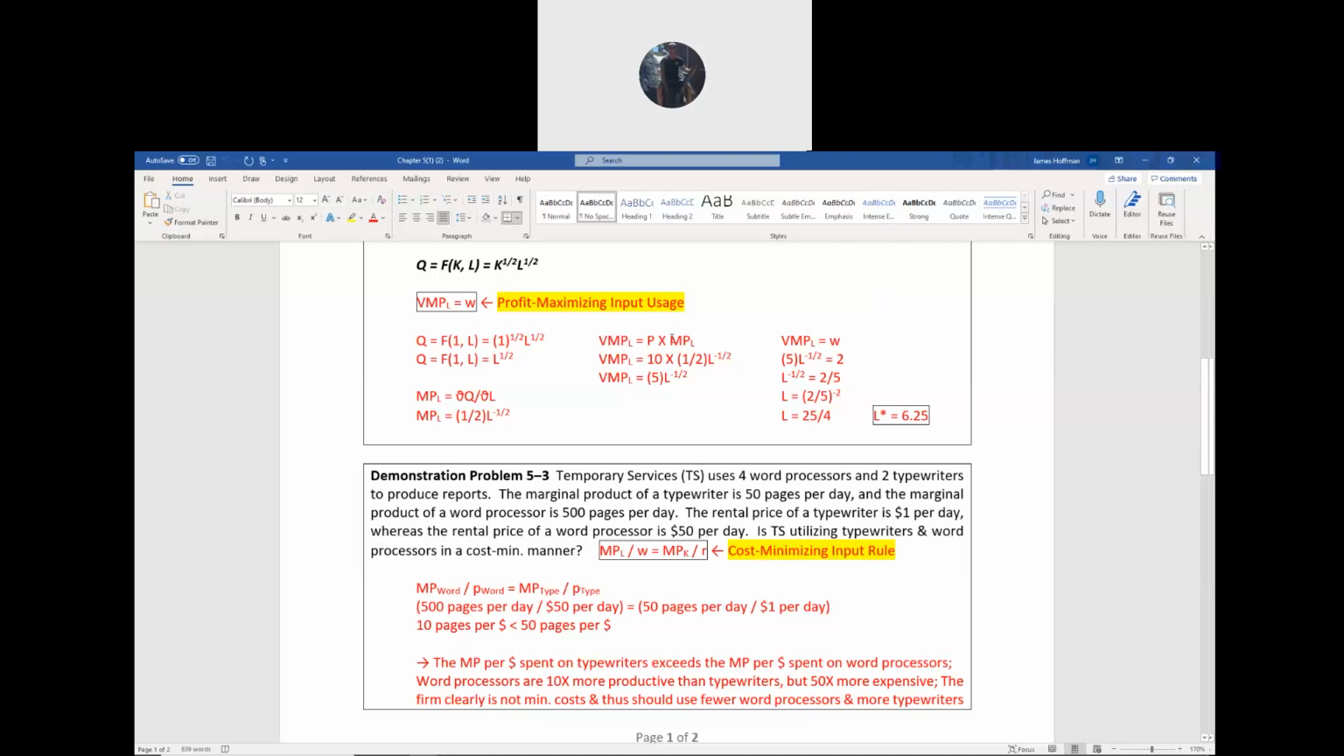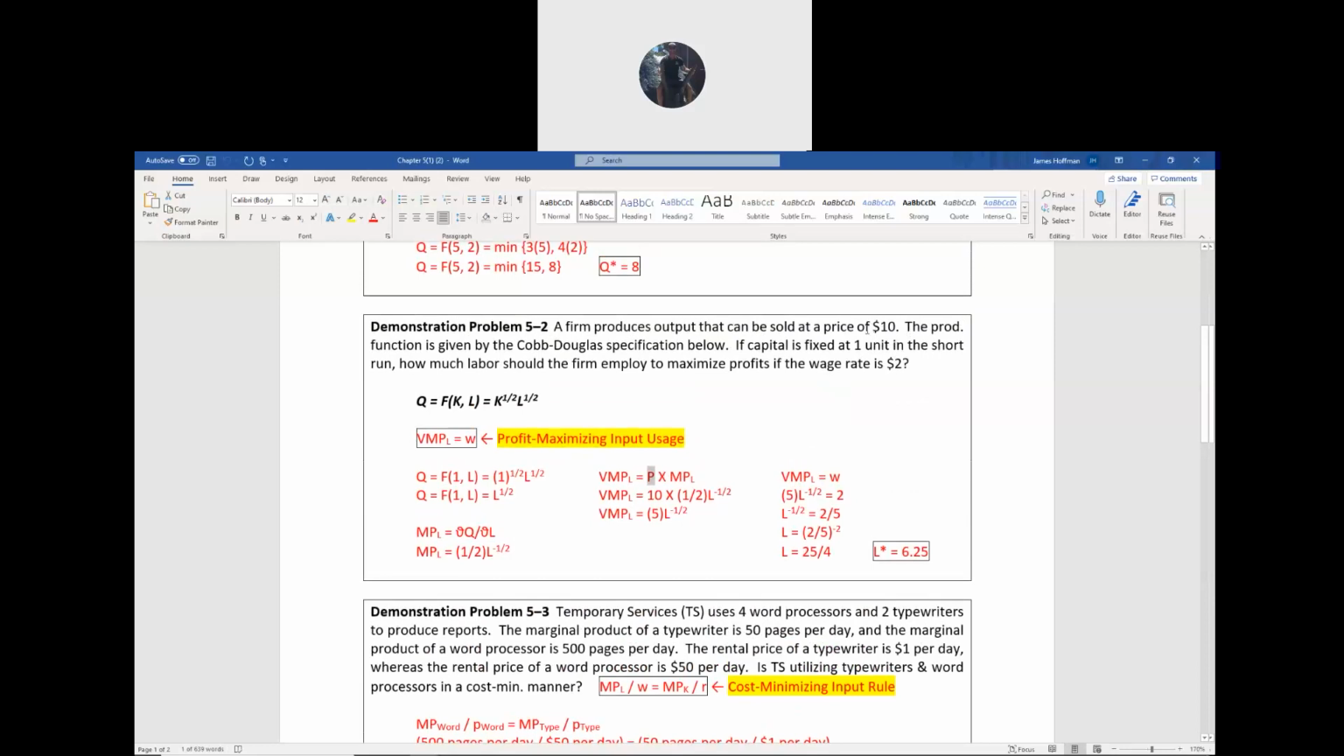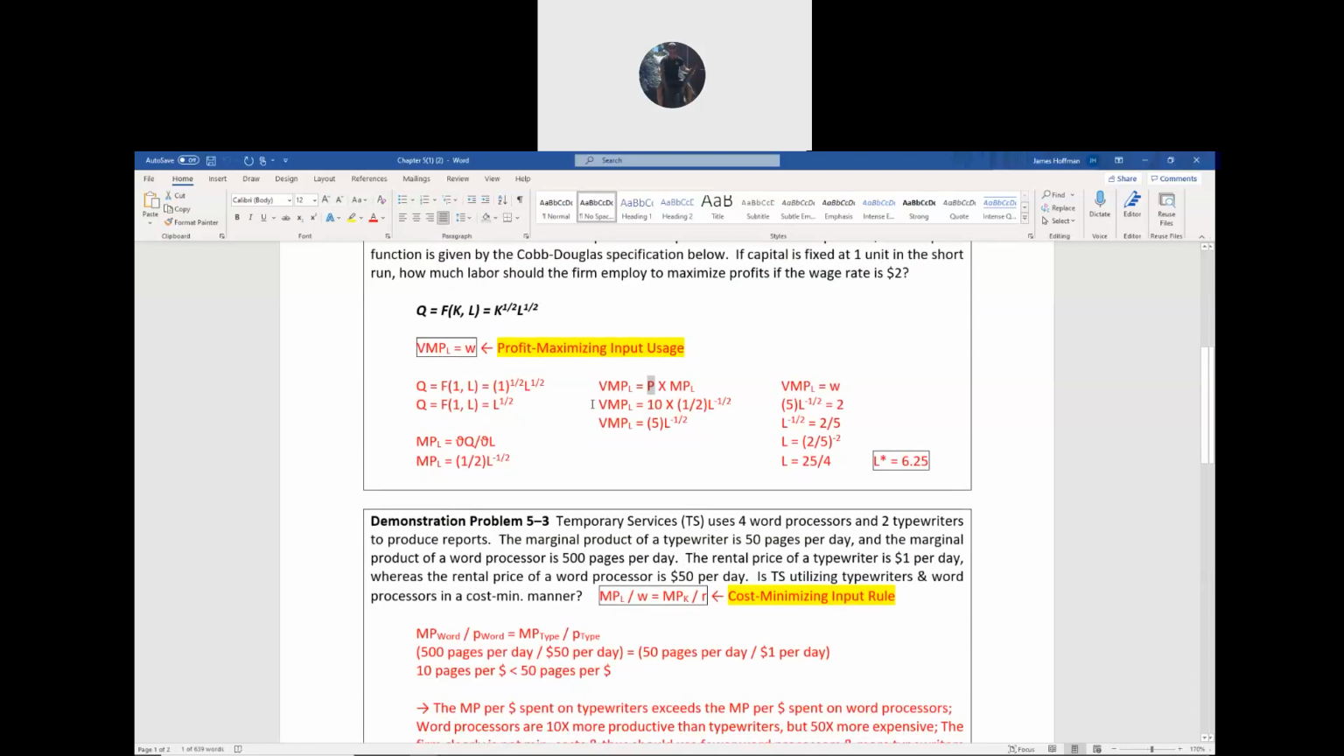Okay, so we got this, right? Let's just plug in P, which was given at 10. So the VMPL is price, which was 10, times the MPL, which we just calculated, 1/2 L to the negative 1/2. And then simplify, 10 times 1/2 is 5. And so the VMPL simplifies to 5 times L to the negative 1/2.